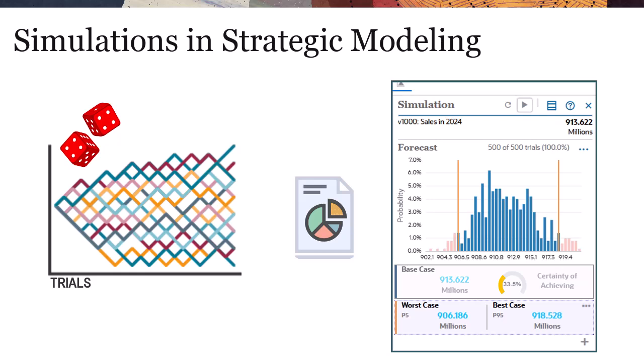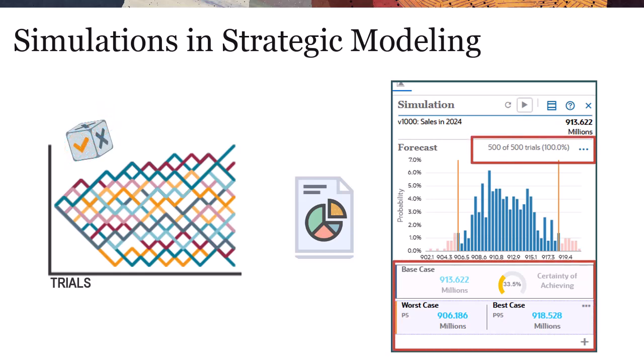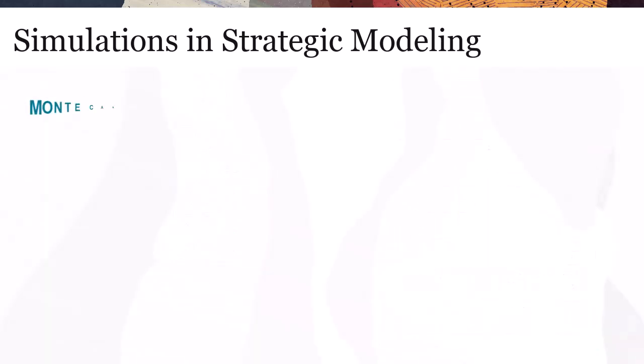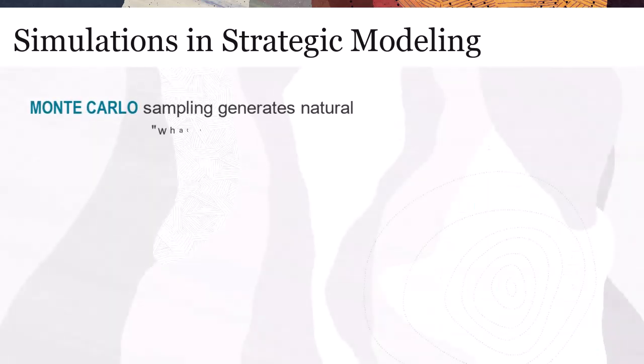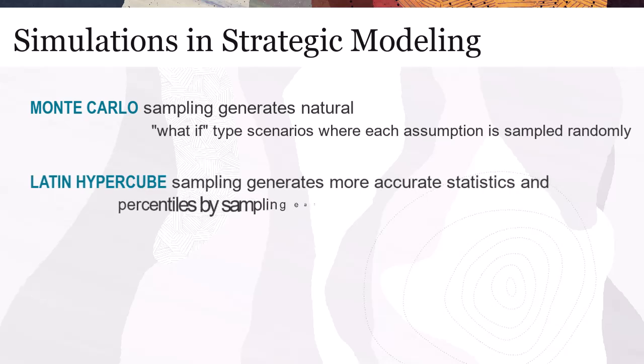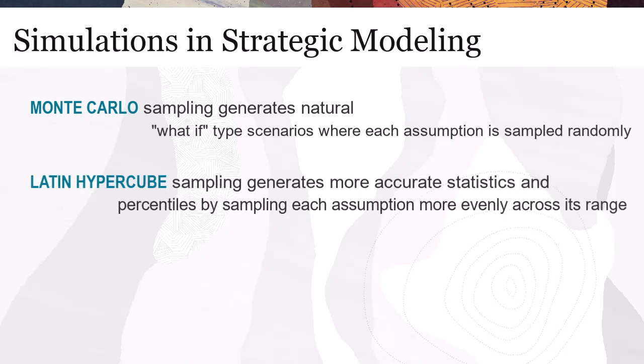In general, the more trials you run in a simulation, the greater the accuracy of the statistics and percentiles information shown in the forecasts. The final forecast chart reflects the combined uncertainty of the assumption cells in the forecast cell. In strategic modeling, two types of simulations are supported. Monte Carlo sampling generates natural, what-if type scenarios where each assumption is sampled randomly. Latin hypercube sampling generates more accurate statistics and percentiles by sampling each assumption more evenly across its range.